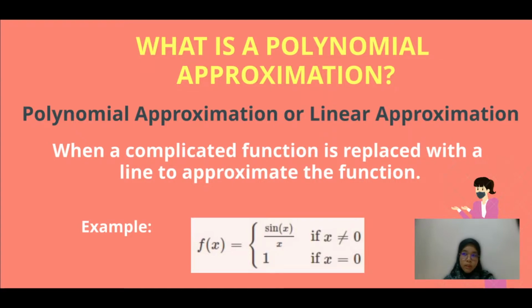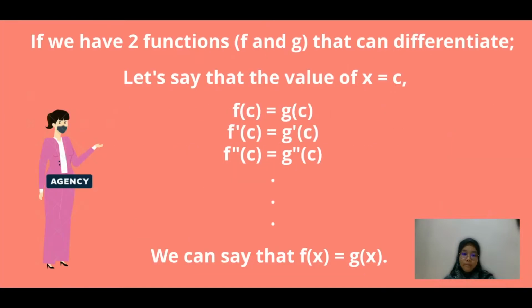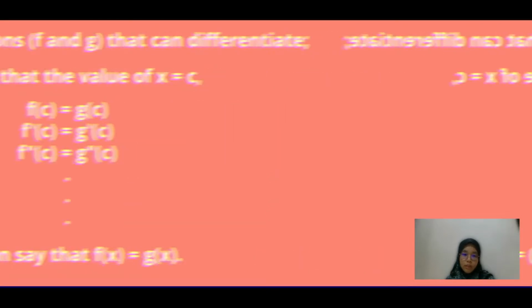Here is an example. Function f(x) is equal to sin x over x if x is not equal to 0, and 1 if x is equal to 0. Now, if we have two functions, f and g, that can be differentiated, let's say that the value of x is equal to c. Then we do the differentiation steps, the first derivative and the second derivative, and so on. Then we can conclude that f(x) is equal to g(x).